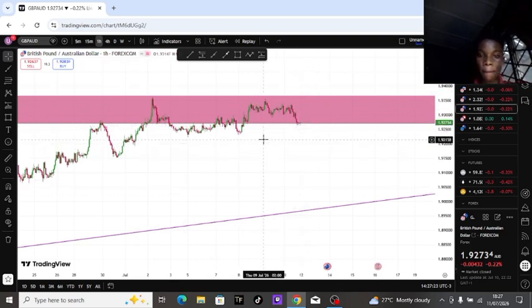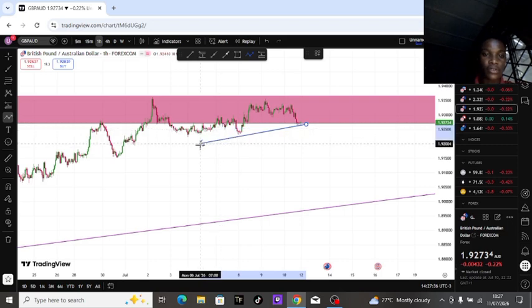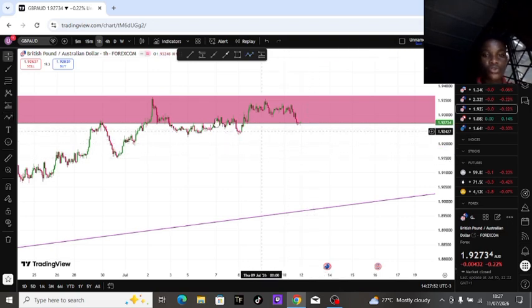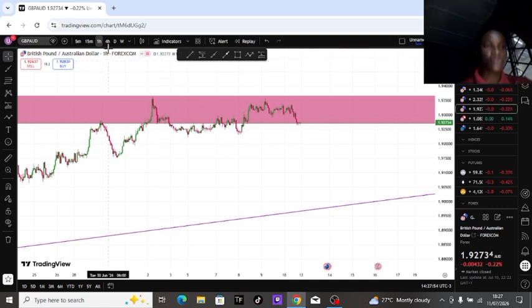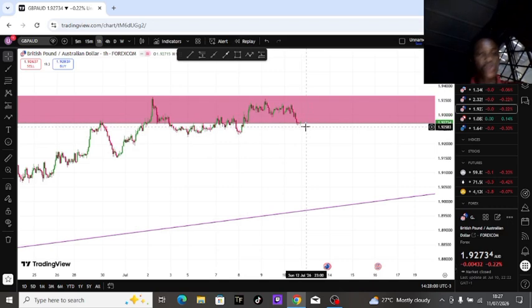But if I see a strong momentum breaking this place, breaking this little level right here, then I'm going to go for a short position. I'm going to go in for a short position on GBPUSD. But if none like that, then I'm not going to take any trade.